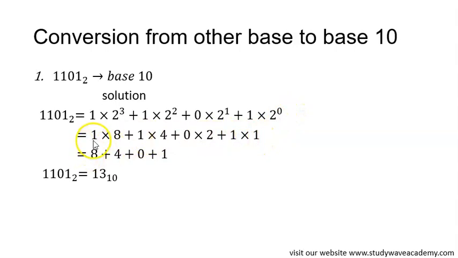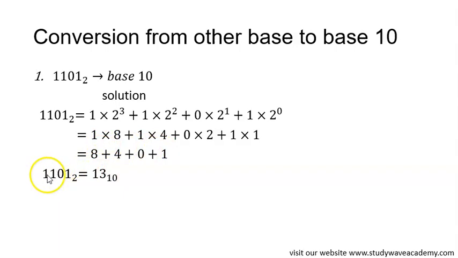So we simplify more. So 1 times 8 is 8. 1 times 4 is 4. 0 times 2 is what? 0, right? Good. And 1 times 1 is 1. So when you add these numbers together, 8 plus 4 plus 0 plus 1 is going to give you what? 8 plus 4 is 12, right? Plus 0 is still 12, plus 1 is 13. So our answer is 13 base 10.